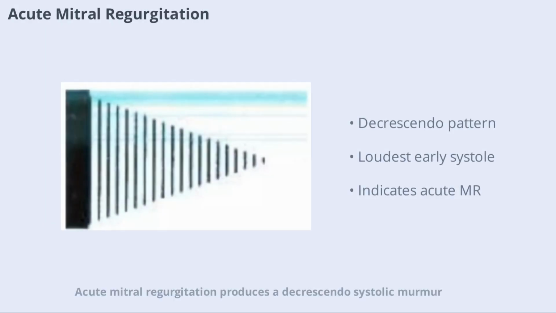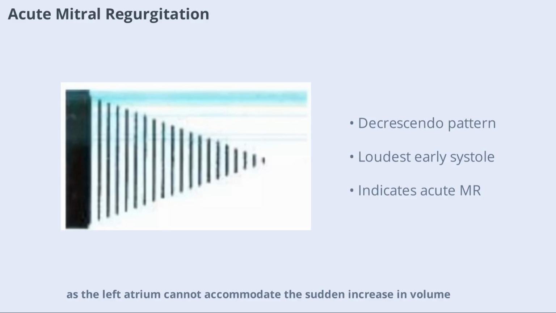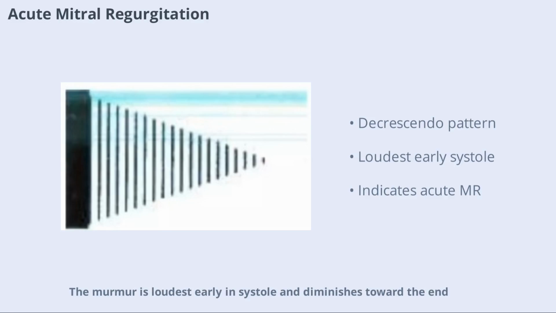Acute mitral regurgitation produces a decrescendo systolic murmur as the left atrium cannot accommodate the sudden increase in volume. The murmur is loudest early in systole and diminishes toward the end. This pattern helps distinguish acute from chronic mitral regurgitation.